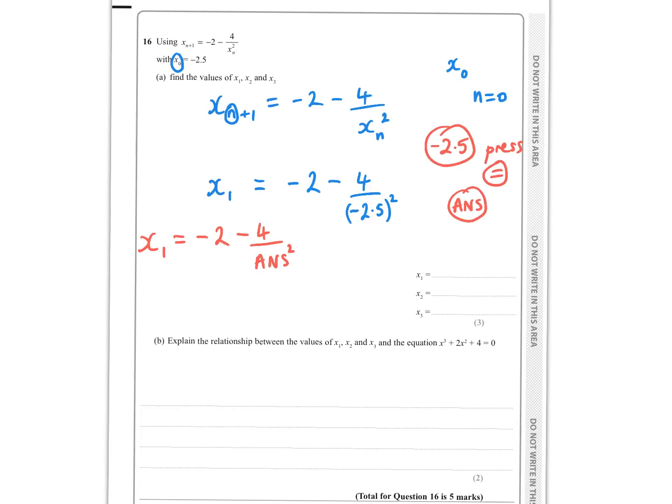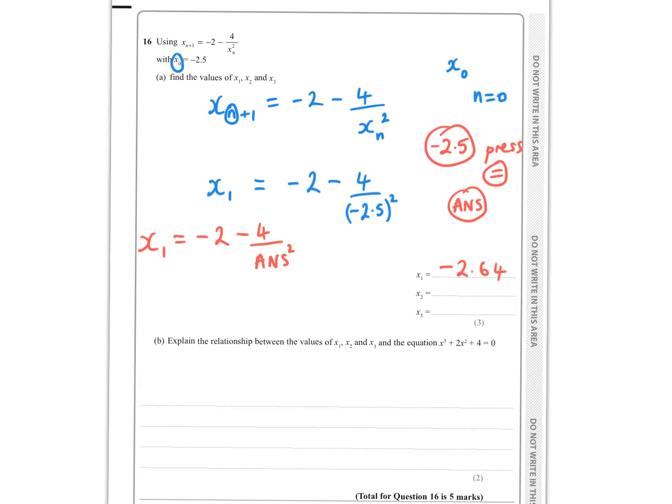So let's try that. So I'm typing negative, not minus, but negative 2.5, just pressing equals. Right, that's stored in my calculator. Now I'm going to do negative 2 minus 4 divided by ANS squared. And on my calculator, that gives me negative 2.64. Now, the nice thing about this is that is then stored as my next answer, which then will go in to give my next value.